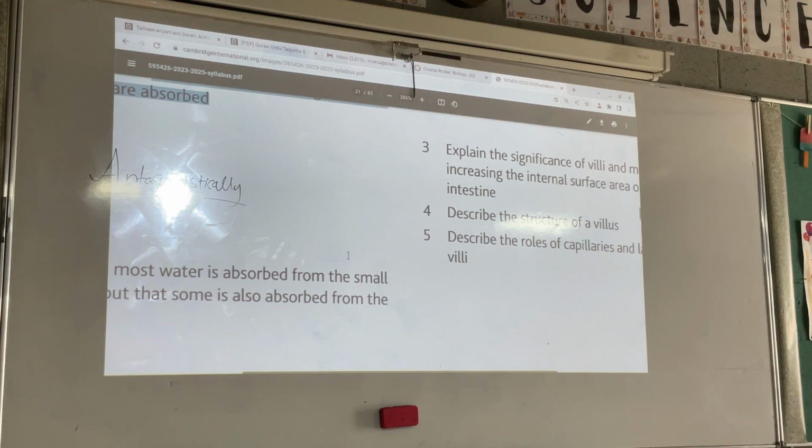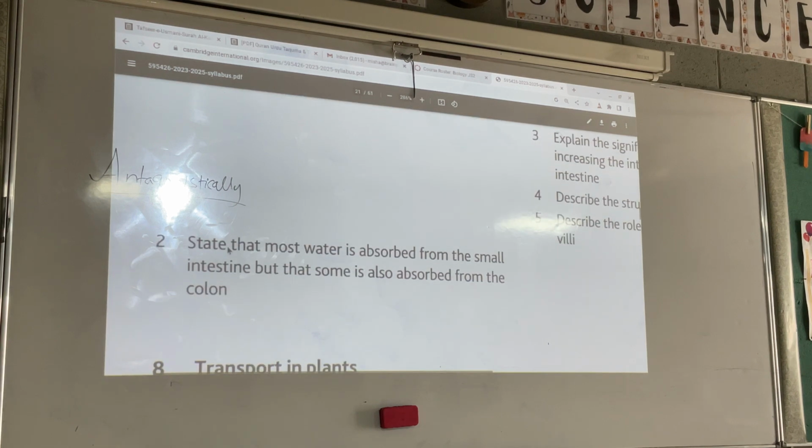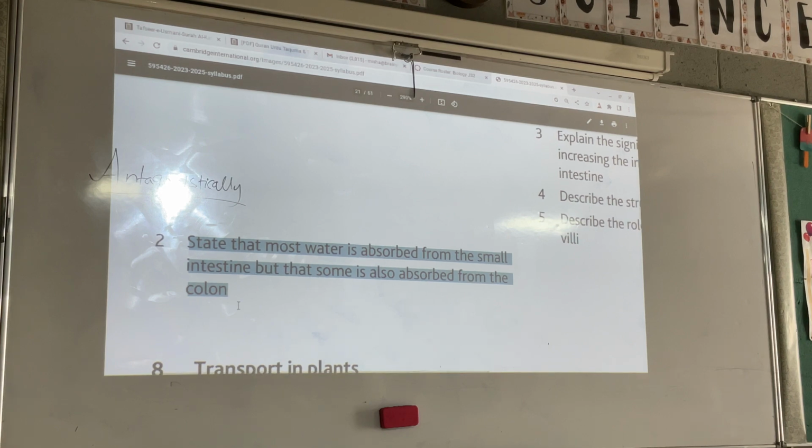Then is villi. The second point is state that most water is absorbed from the small intestine, but that some is absorbed from the colon. If you see last year's syllabus, they did not mention that, but they used to ask this question a lot in exam. Students usually get confused with that. Now in this syllabus, they have actually highlighted those points as a point of the syllabus that you really need to know.